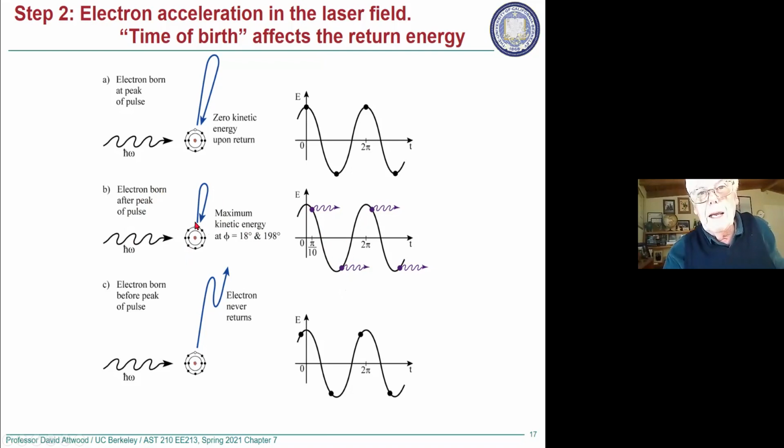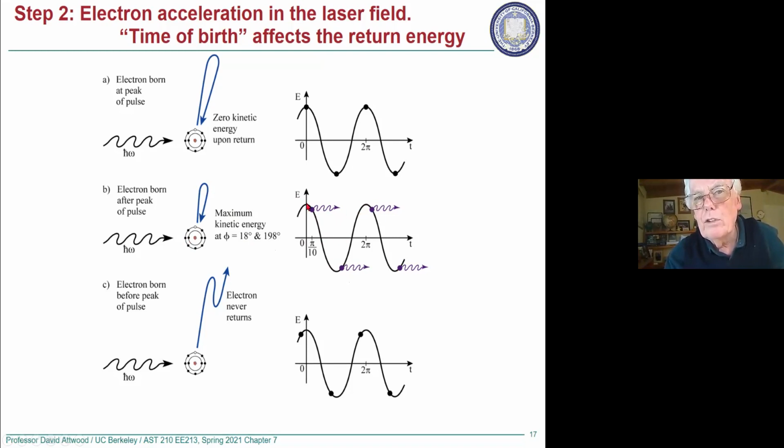So we're going to go through a little bit of math next time, and we'll see. And the best angle in phase is pi over 10. In other words, if one cycle is 2 pi, then starting from the peak, just go pi over 10, which is around 18 degrees, and that's when you'll get the maximum return energy. So it means that the electron was born a little after the peak of the pulse and gained energy and lost energy, but when it returned, it had the most, okay? And that happens every time the electric field is just after the maximum electric field in every cycle.